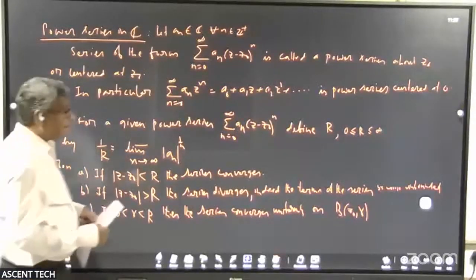I think the last one, part C, wasn't clear for me. You were breaking up there very badly. So what we're saying is if I take a small r less than R, then the series converges uniformly on the ball of radius r. That's what we're saying.